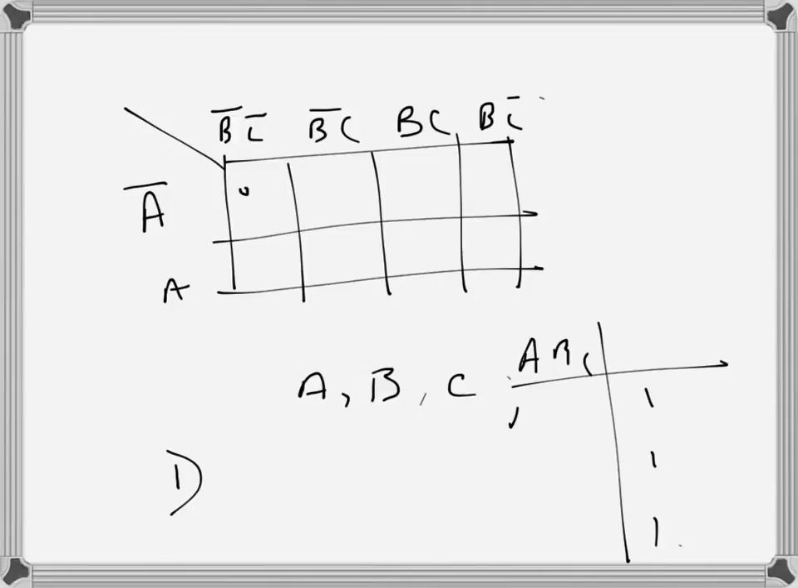So this is 000, 001, 011, 010, 110, 111, 101, 100, like that. So let's say 0 1 1 is a 1, so we will put the 1 there. Then let's say 1 0 1 is a 1, we will put the 1 there, like that. And once we have all the ones, we will make groups of ones.